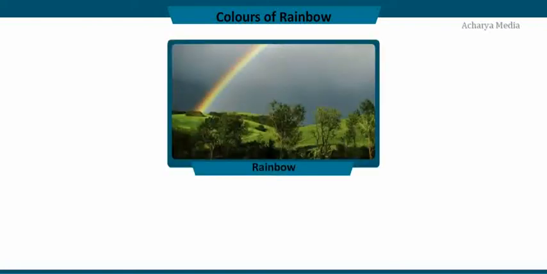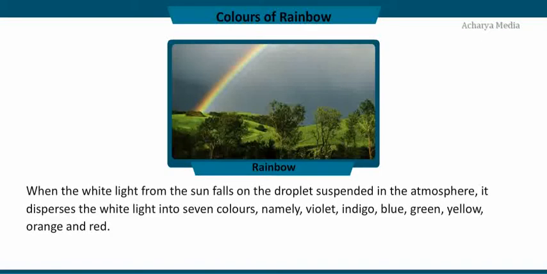Have you ever wondered how a rainbow is formed? During rainy days, water droplets are suspended in the atmosphere. When the white light from the sun falls on the droplets, they disperse the white light into 7 colors, namely violet, indigo, blue, green, yellow, orange, and red.